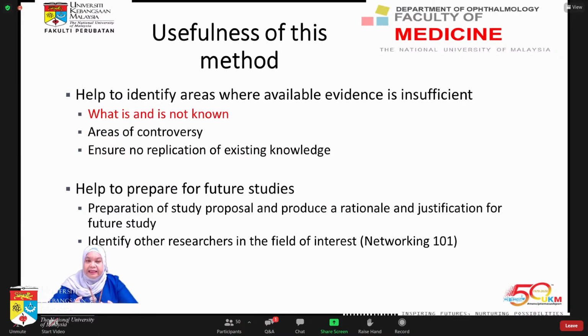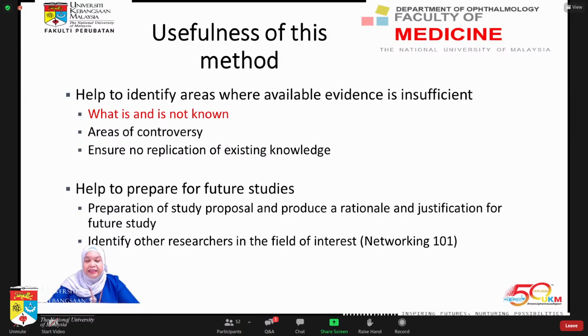So this method is very good in identifying areas where available evidence is insufficient. For people who are starting to do research, literature reviews or systematic reviews can show you the gap in knowledge. It can teach you what is known, what is unknown, and areas of controversy in that area. And the best thing is it ensures no replication of existing knowledge, so your research is novel. This is very important.